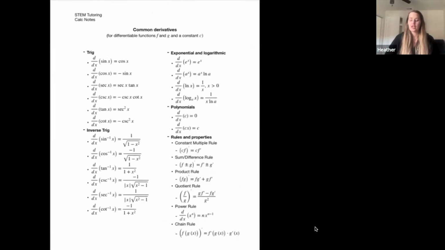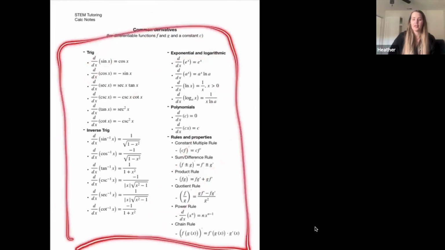So please stay tuned for the next video where we'll go through some examples of how to calculate a derivative, both using the limit definition and using some of these properties here.